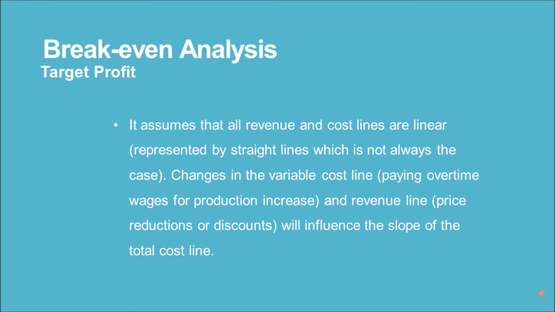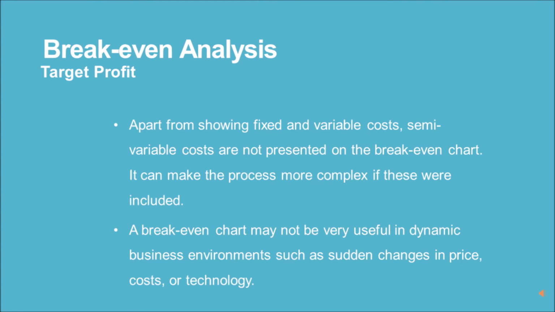It assumes that all revenue and cost lines are linear, represented by straight lines, which is not always the case. Changes in the variable cost line, such as paying overtime wages for production increases, and in the revenue line, such as price reductions or discounts, will influence the slope of the total cost line. Apart from showing fixed and variable costs, semi-variable costs are not presented on the break-even chart. It can make the process more complex if these were included.